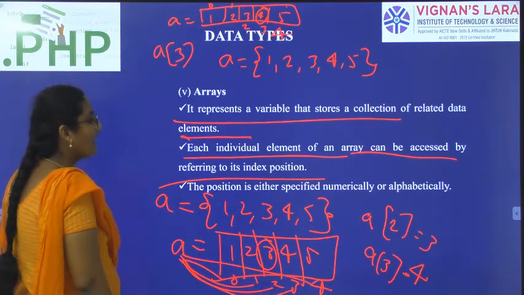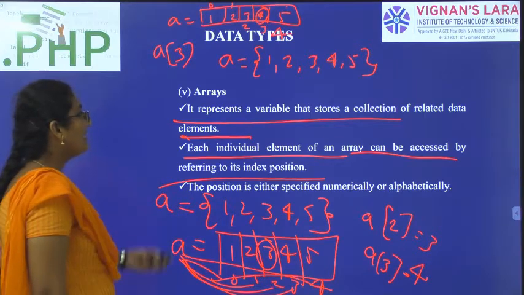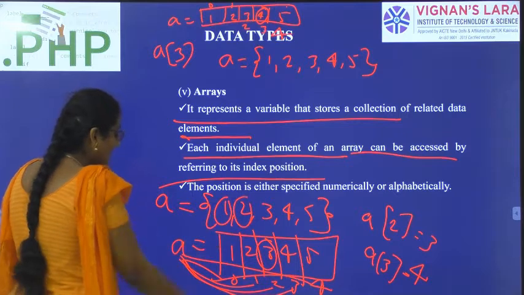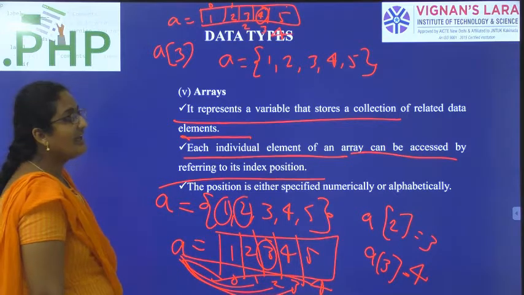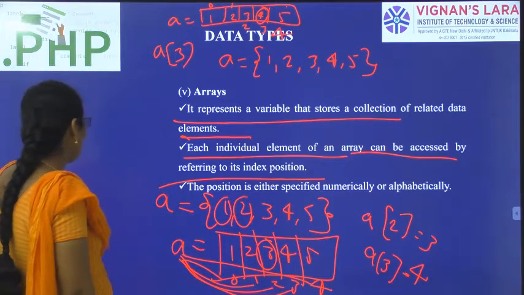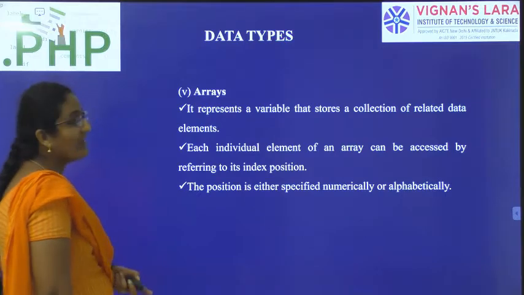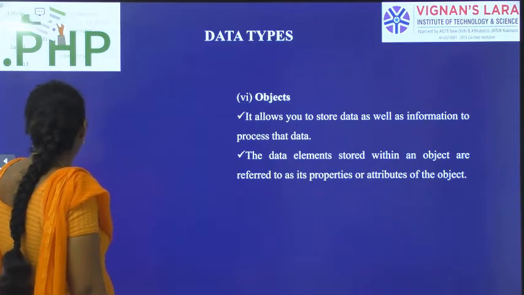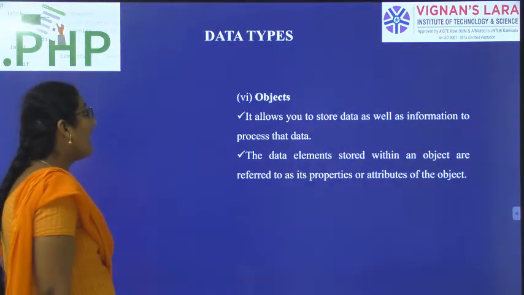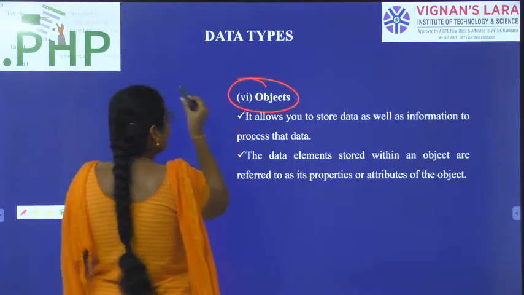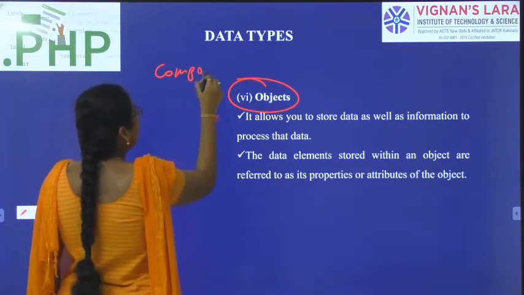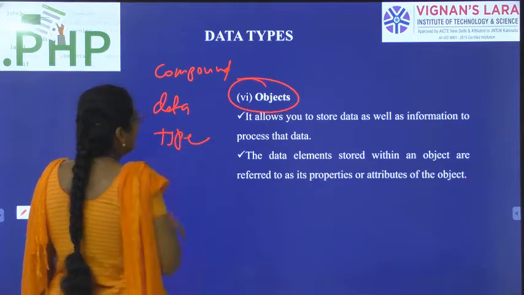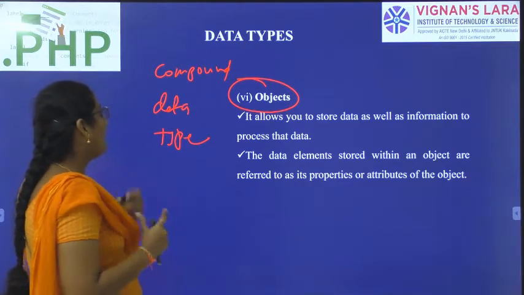Indexing positions of array. Array is collection of elements, collection of data where you can store the variables. All these things can be variables. And every element in the array is identified with index position. So next one, object. As I told you, object will come under compound data type.